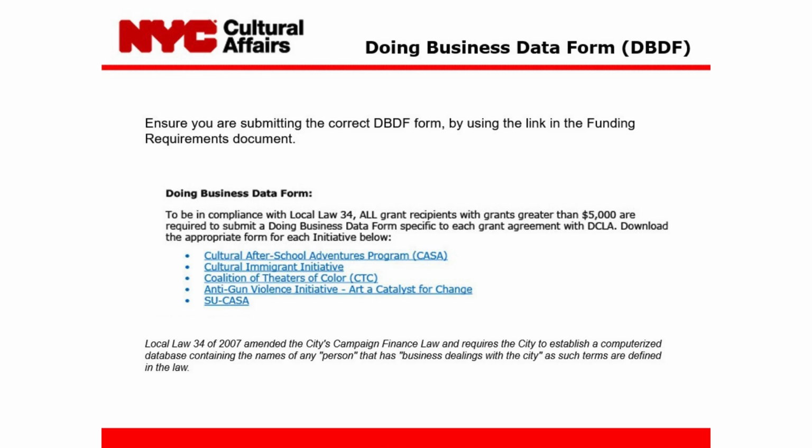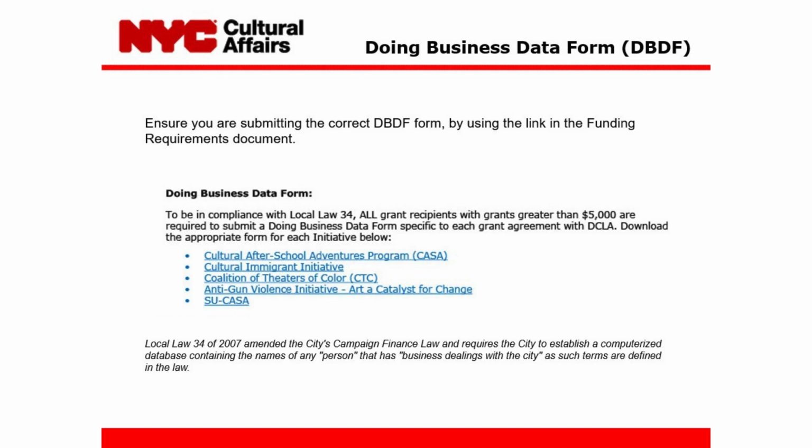Next is the Doing Business Data form. All grantees that receive more than $5,000 must complete the Doing Business Data form. You can find this form linked in the Initiative Funding Requirements document on page 4 under Doing Business Data form. You'll notice that we provided a separate form for each initiative. You must use these specific forms.